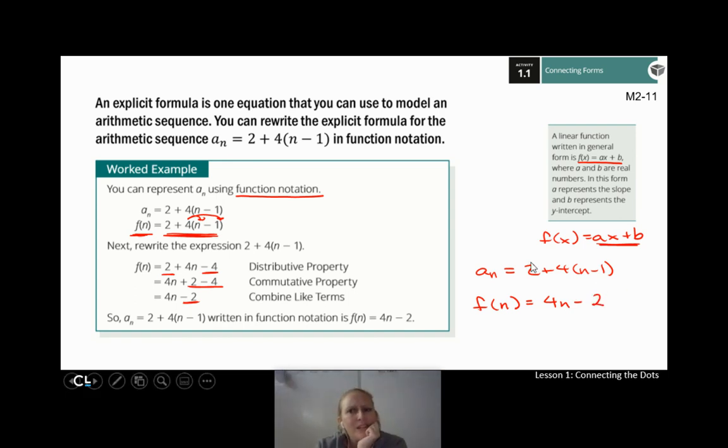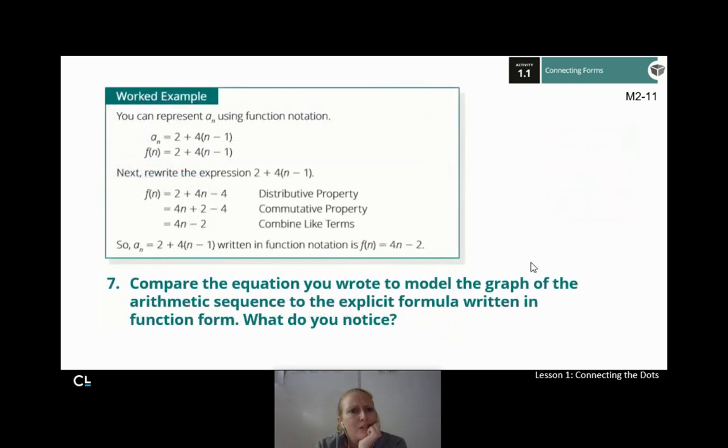Which maybe looks a little familiar to you. Can you compare the equation that we wrote to model the graph to what we just wrote with our arithmetic sequence, where we turned our explicit formula into function form? Can you compare the two? Go ahead and hit pause. Tell me what you notice. Hit play when you're ready to keep going.